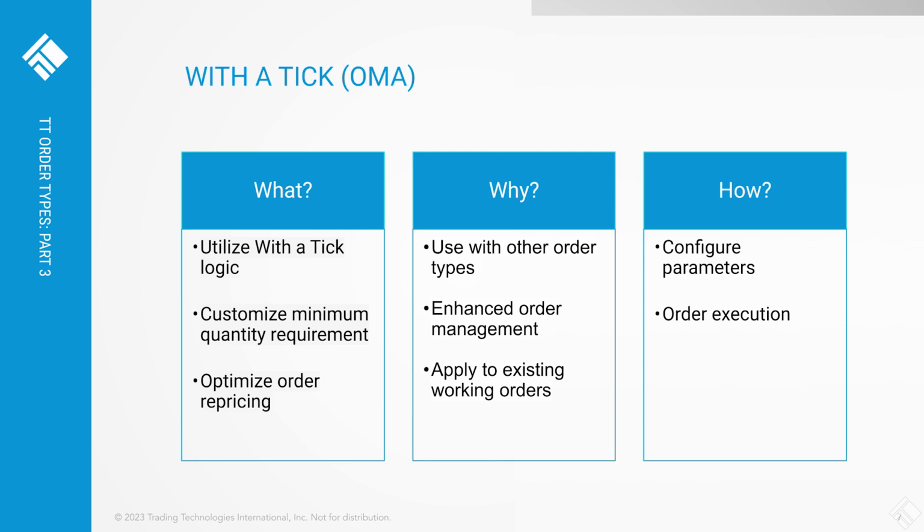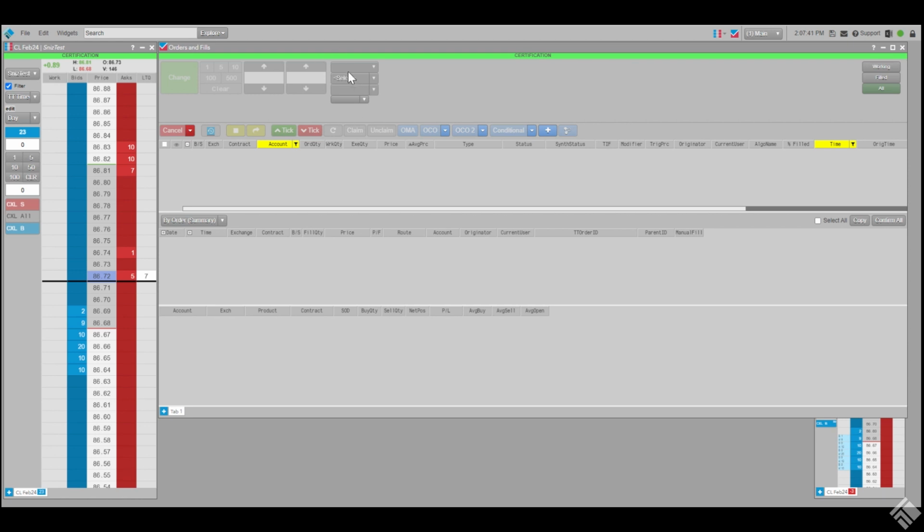There are limitations, though, for adopting orders. The OMA with a tick can adopt exchange orders, TT order types, synthetic order algos, creating an ADL, and child orders of other algos. It cannot, however, adopt order spreader orders, aggregator parent orders, or OTC orders. Okay, let's move on to the platform here and demonstrate how to use the with a tick OMA.